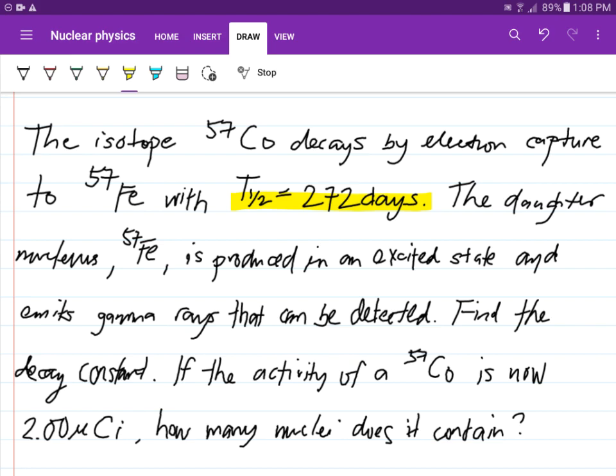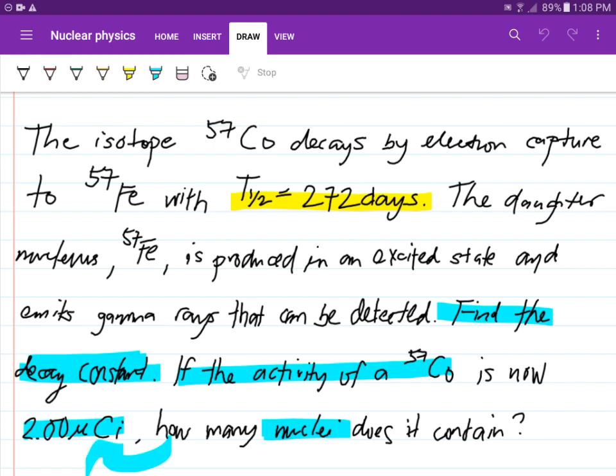So we are to find the decay constant, and next we will solve, if the activity of cobalt-57 is 2 microcuries, how many nuclei does it contain? So we will be solving two things. First, the decay constant, and then the number of nuclei given the activity.